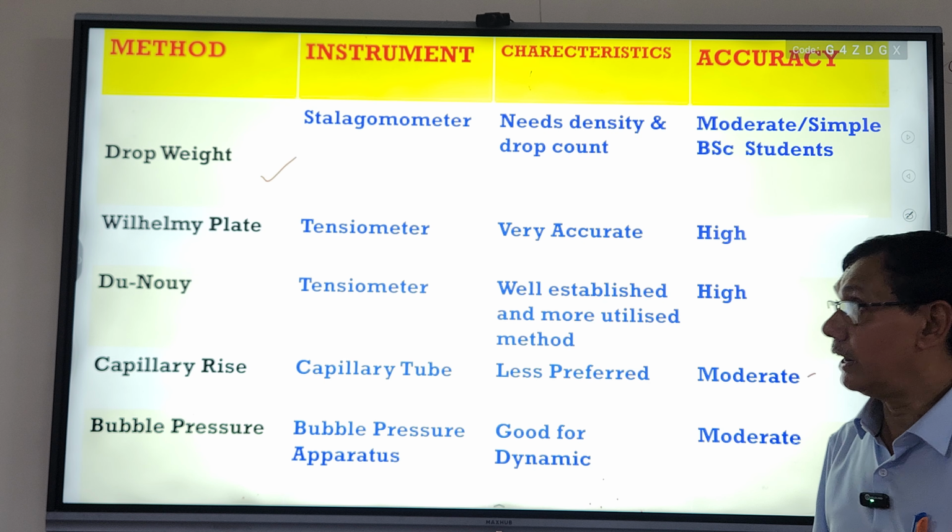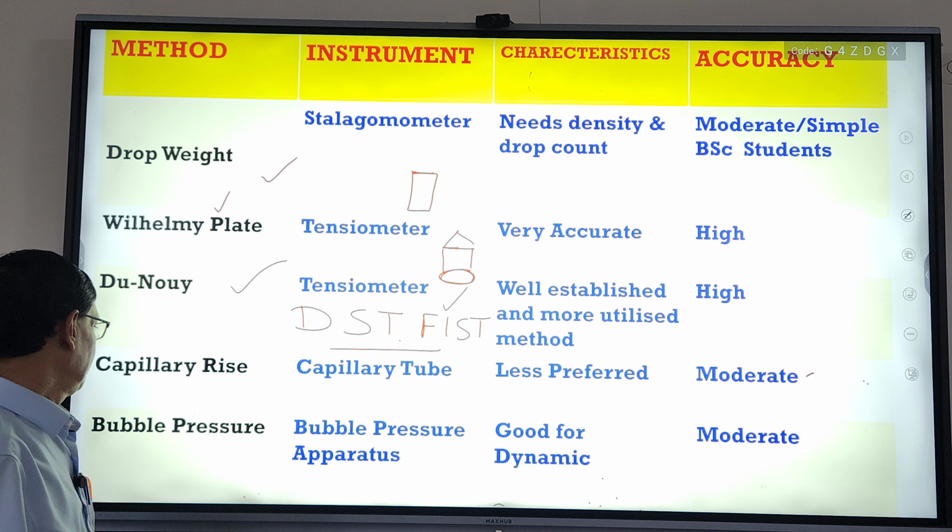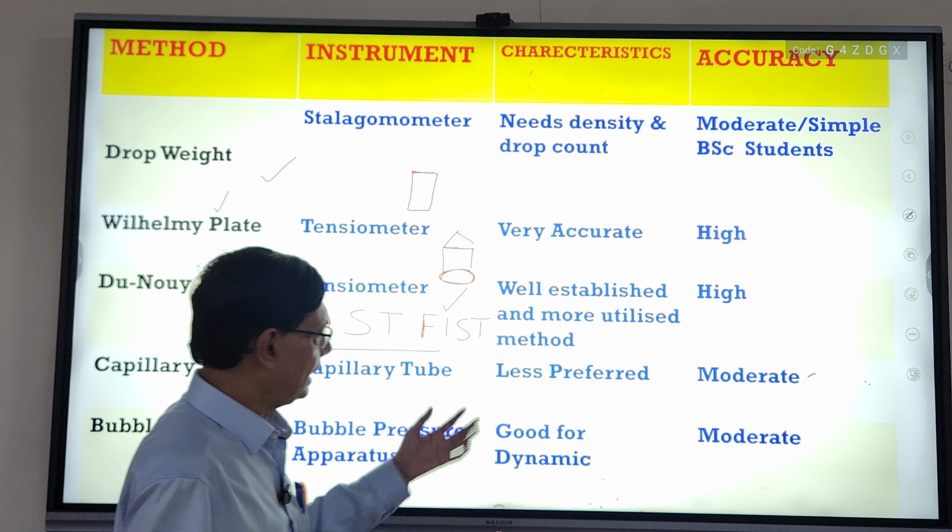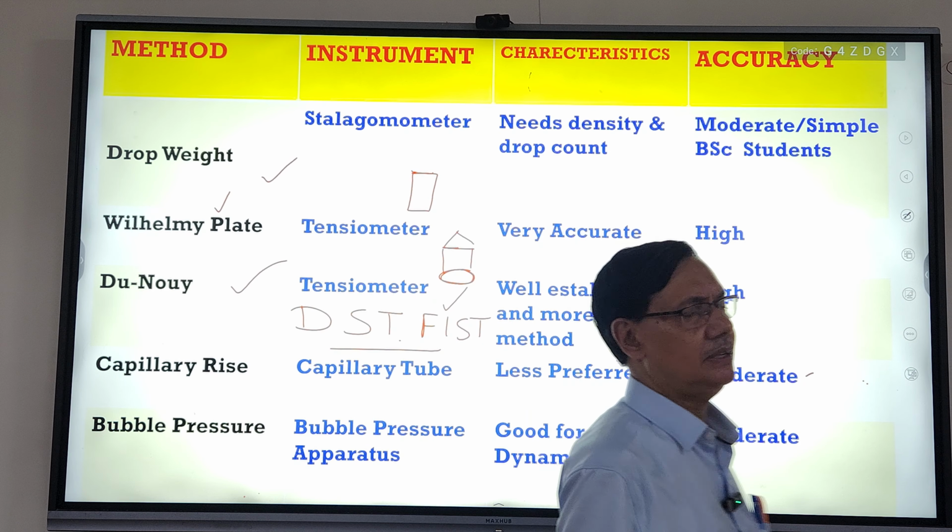And the difference is that generally here we will take one platinum ring, whereas if it is a Wilhelmy plate, we will take a platinum plate like that. This is the difference. In addition, in some laboratories they use the capillary rise method or bubble pressure method, good for dynamic type measurements, but it's less preferred.